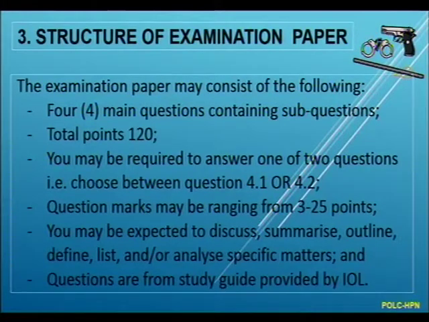The structure of the examination paper is that it consists of 4 main questions, which have sub-questions. The total points are usually 120 on the subject. You may be required to answer 1 or 2 questions, for example, choose between question 4.1 and 4.2. Those would be sub-questions. Question marks on the examination paper may range between 3 to 25 points. You may also be expected to discuss, summarize, outline, define, list, and or analyze specific matters. And questions in this examination will be coming from the study guide provided by IOL.